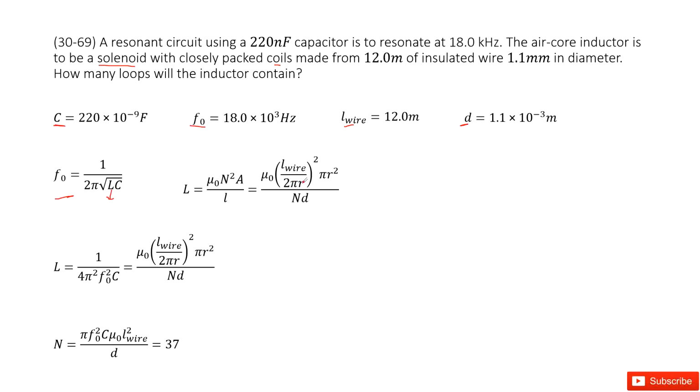Now, the total length of the coil is L wire. This tells us how many turns, right? And then the A is the cross-sectional area for the solenoid, pi r squared. Now we can write L as this one. From the resonance equation, we can get this L as 1 over 4 pi squared f naught squared C, and set it equal to this one, right? So from this equation, you can see the only unknown quantity is the capital N. So we solve this equation to get a function for N. So finally, how many turns does the inductor contain? 37. Thank you.